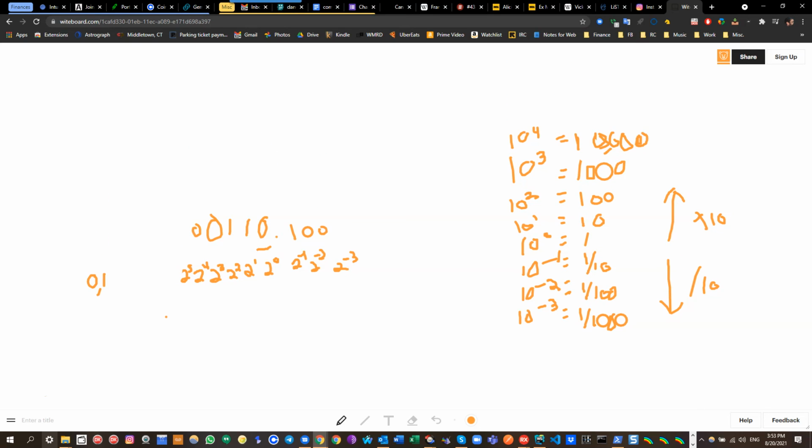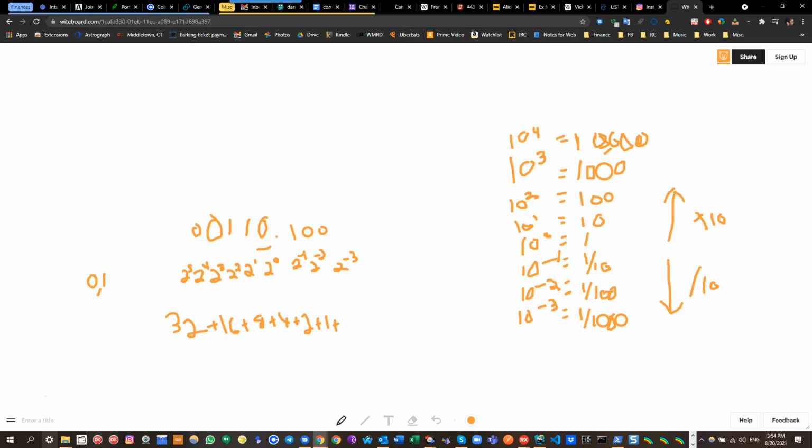2 to the 5th, that's 2 times 2 times 2 times 2 times 2. That's 2, 4, 8, 16, 32. Plus 2 to the fourth. 2 times 2 is 4, times 2 is 8, times 2 is 16. Plus 2 to the third, that's 2 times 2 is 4, times 2 is 8. Plus 2 to the second, that's 4. Plus 2 to the first, that's 2. Plus 2 to the 0th, that's 1.